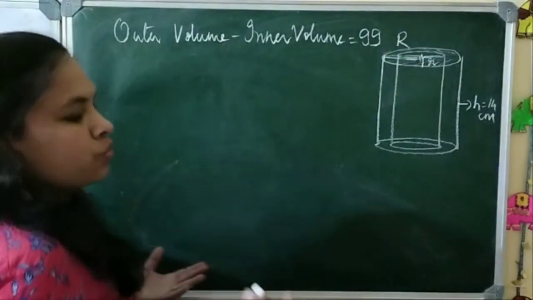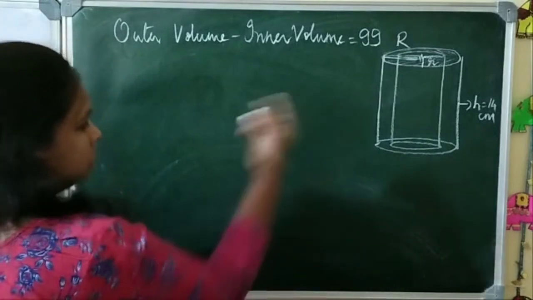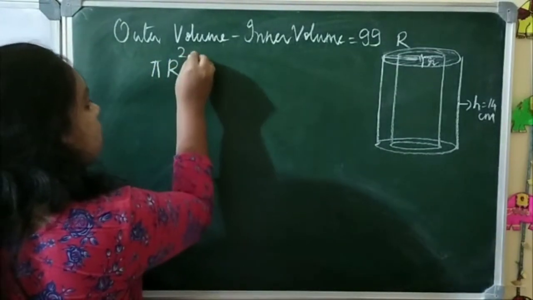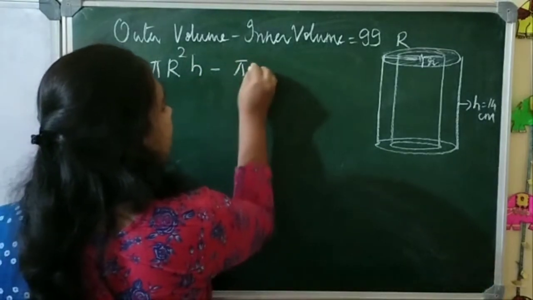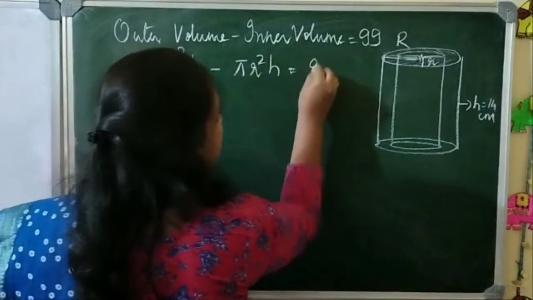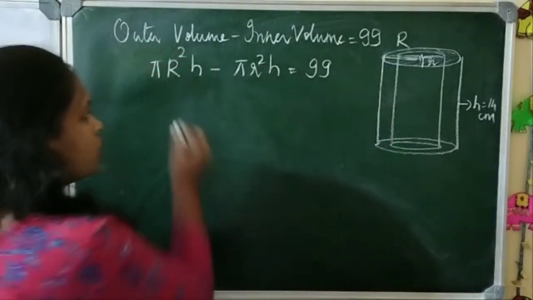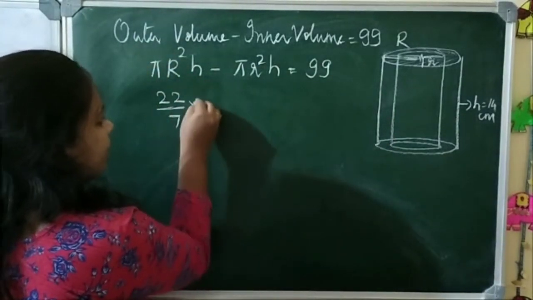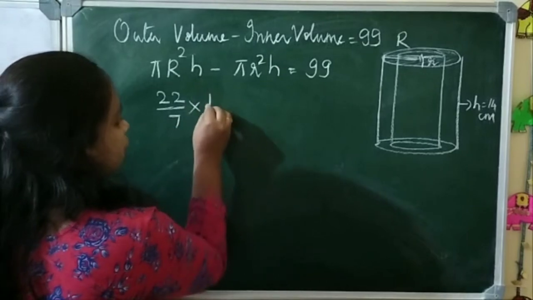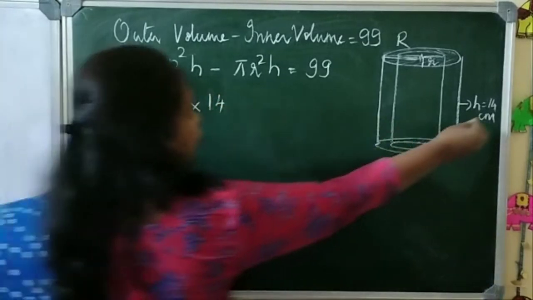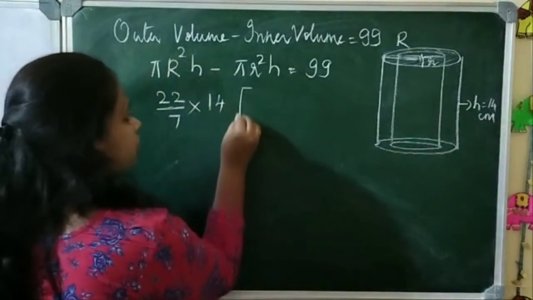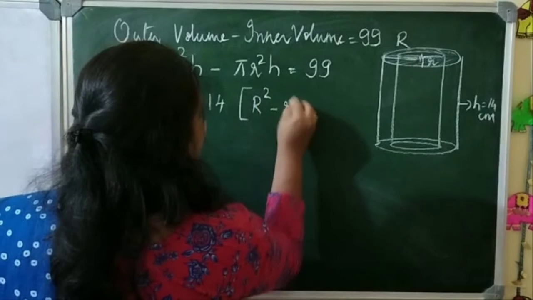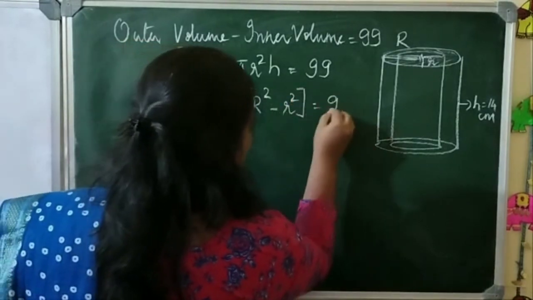So we know what's the volume of a cylinder. The volume of a cylinder will be pi capital R square h minus pi small r square h, which is equal to 99. So pi and h is common, write it. So 22 by 7 into h, that is 14. They both are common for both. Write that. So this will be capital R square minus small r square is equal to 99.